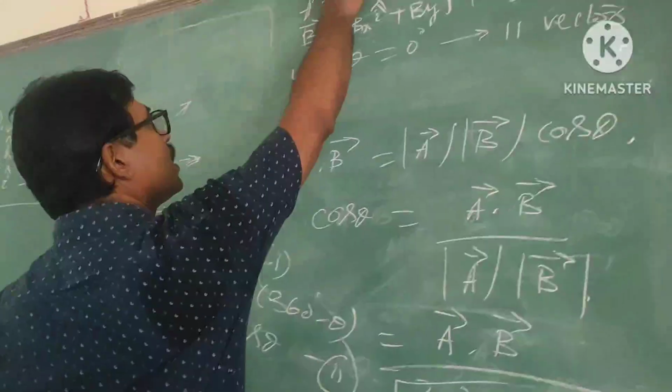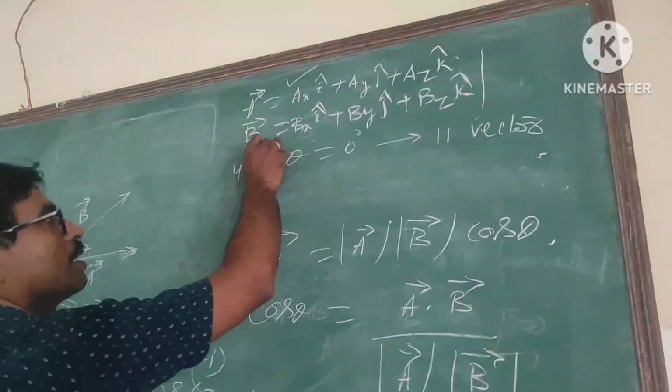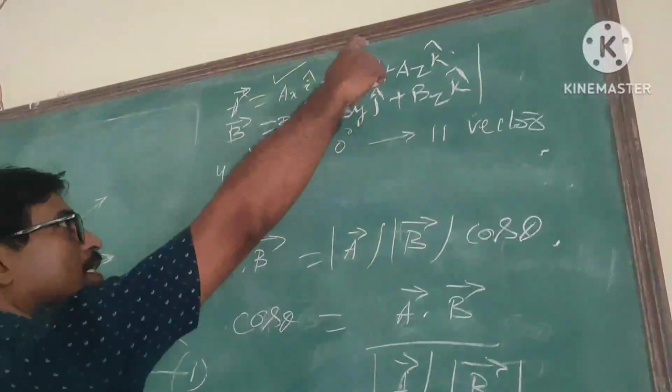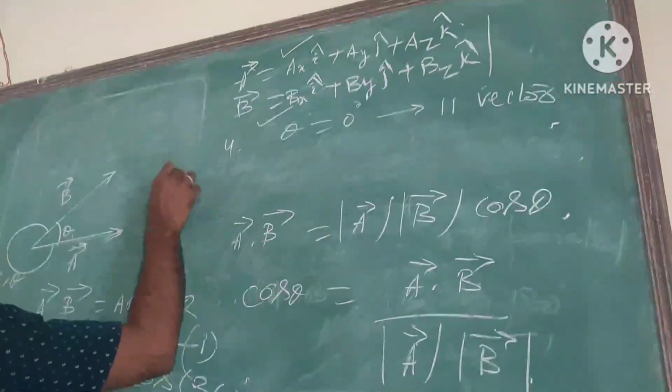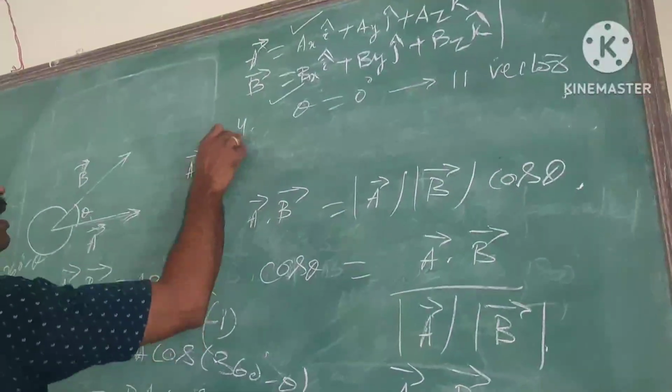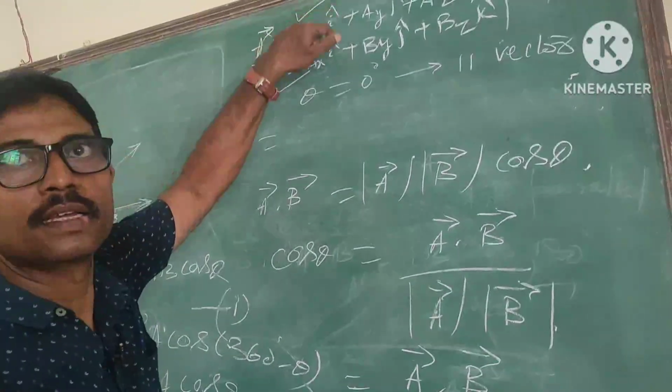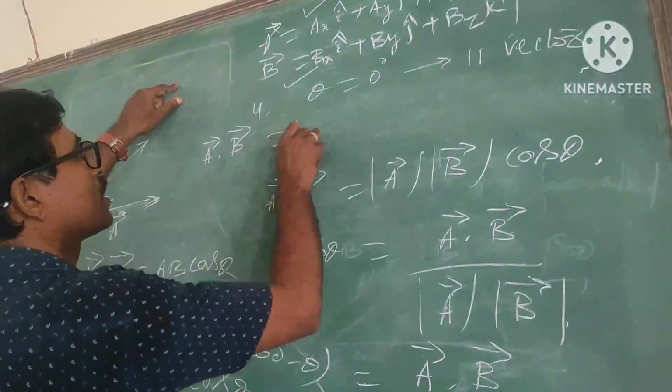And in this way, I told you how you can multiply a dot b. Suppose here a is a vector in this way and b is a vector in this way, along the x-axis, y-axis, z-axis. So you will get a dot b, you will get i dot i, which is 1, so it is ax bx.